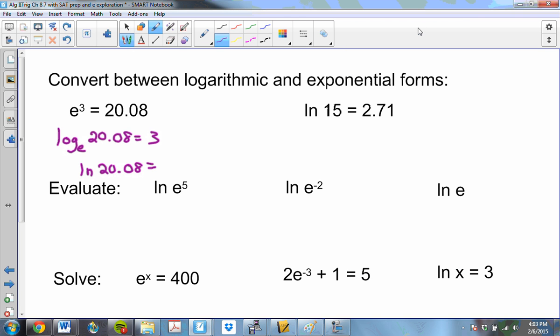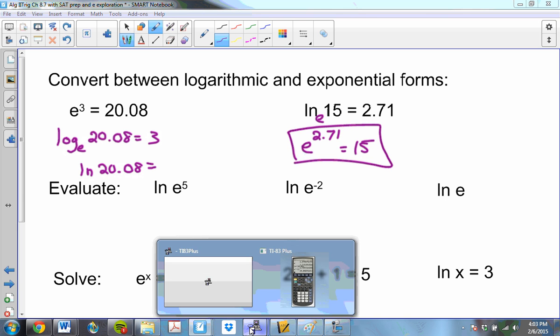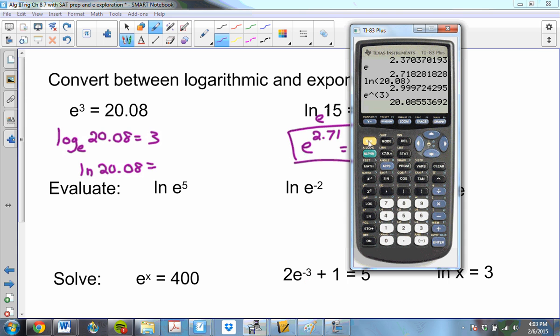Natural log of 15 equals 2.71. Whenever you see ln for natural log, you know there's an e down there. So in exponential form, e to the 2.71 equals 15. And just to convince you that's true, the second ln pulls up your e to the 2.71, 15.